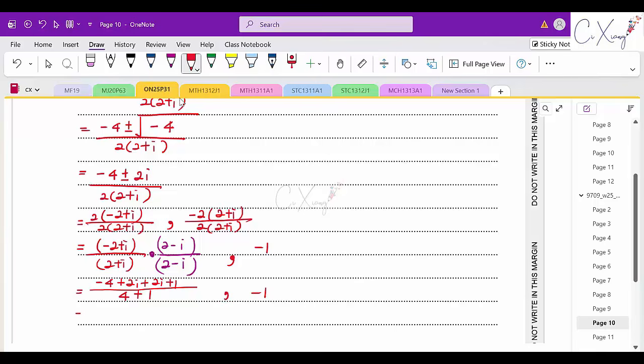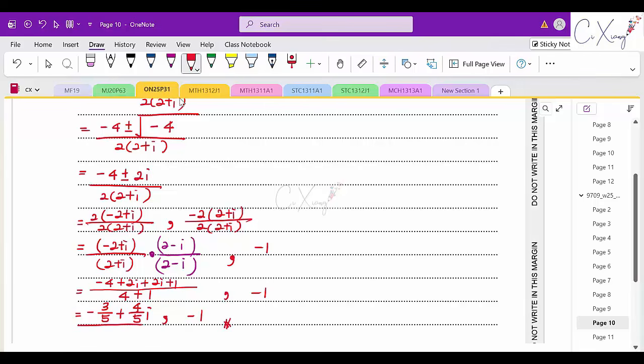Then further simplify from here, I group all the pure numbers together. So negative 4 plus 1 is a negative 3, right? So negative 3 divided by 5, you're having negative 3 over 5. Then for the imaginary part, 2i plus 2i is a 4i. 4i divided by 5 and you're having 4 over 5 i. Okay, you successfully get rid of the denominator with the i.